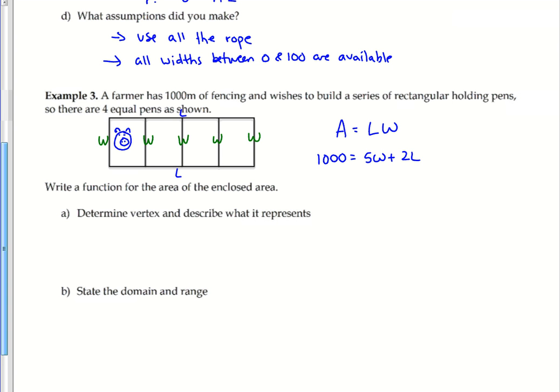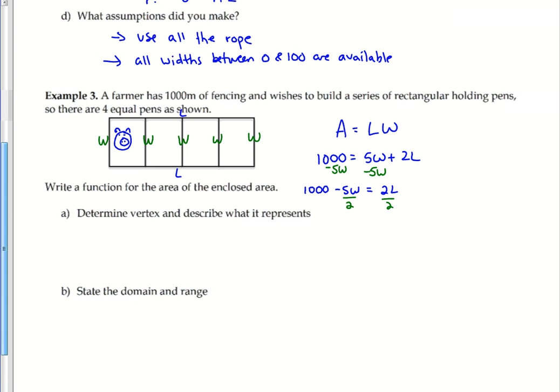Okay. Maybe we should do this together so we solve for the same variable. Who do you want to solve for? The W or the L? L. Okay, let's get L by itself. First step. Subtract 5W. So 1,000 minus 5W equals 2L, then divide it all by 2.